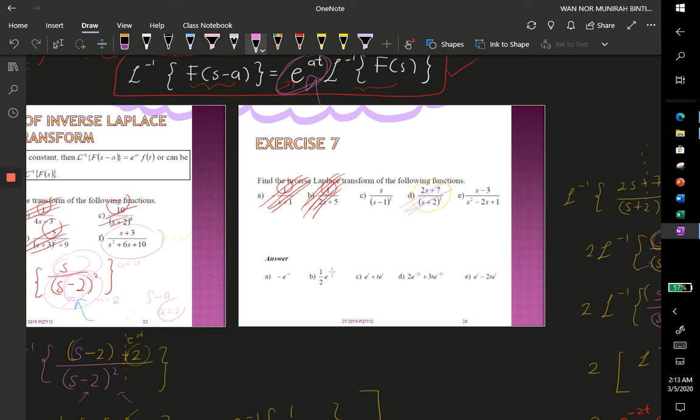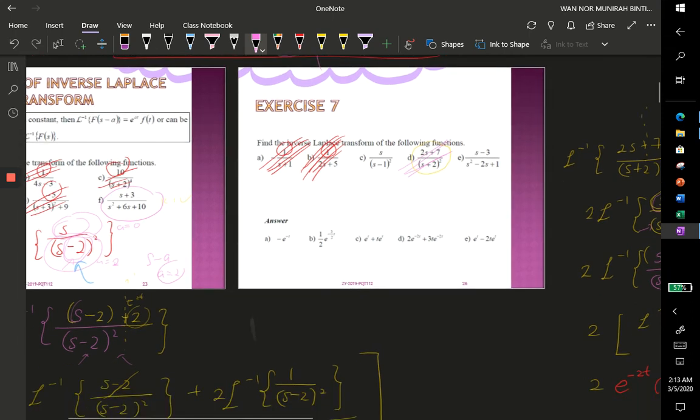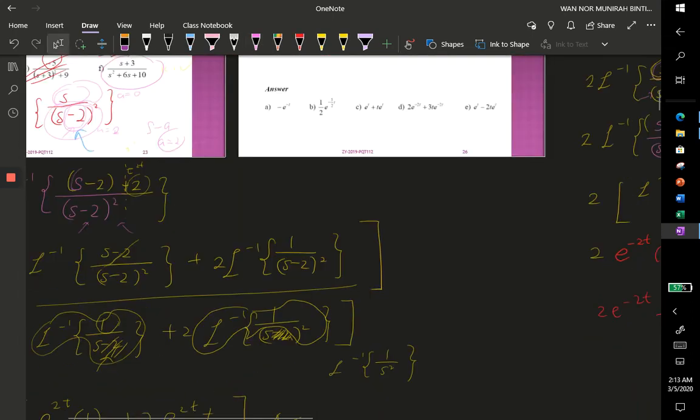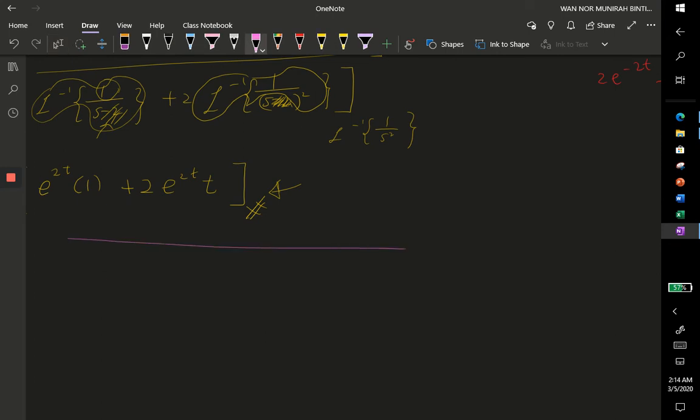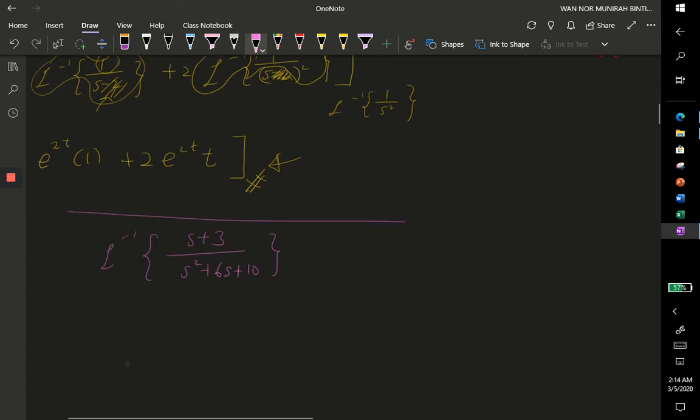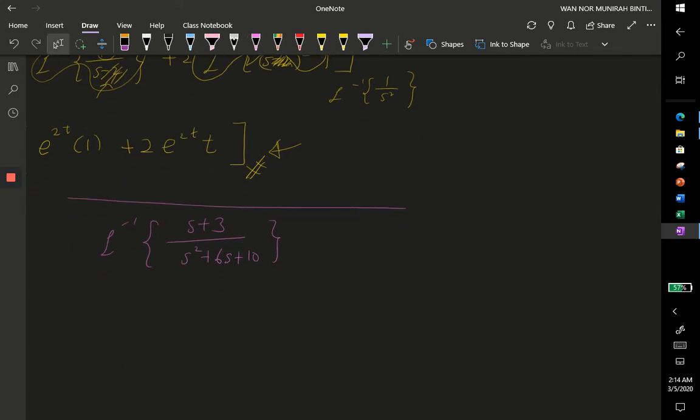Let's say you have to take the Laplace inverse of s plus 3 over s square plus 6s plus 10, whatever the question is. So let's say this is the question. You find that your denominator here is a quadratic function. If you have a quadratic function, you have two ways to solve it. Either you use first shift or you do it by using partial fraction.